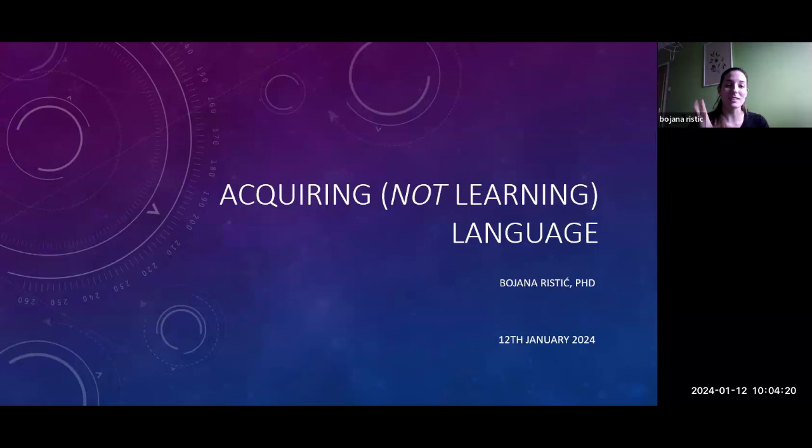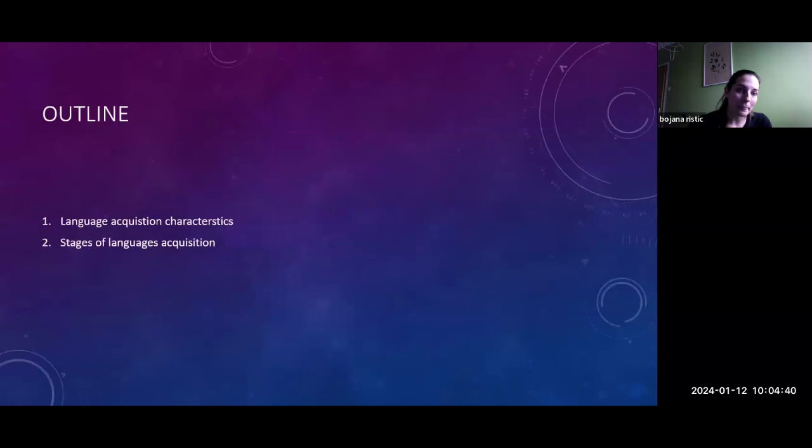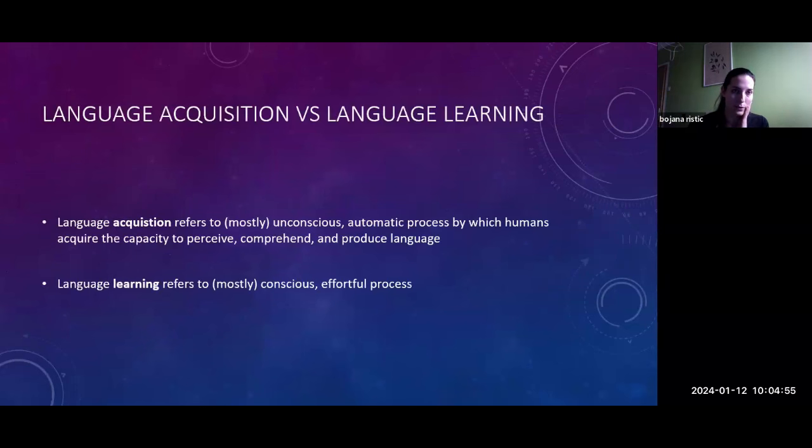Okay. Perfect. So the reason why I named the lecture Acquiring, Not Learning Language is because this is a very important distinction. And understanding what acquiring language means as opposed to learning language is actually the core of the topic, right? So what I will be talking about is language acquisition characteristics, just a bit given over the outline, and I will be talking also about the stages of language acquisition, and then we'll talk about the approaches. So as I said, it is very important in the beginning to distinguish between language acquisition and language learning.